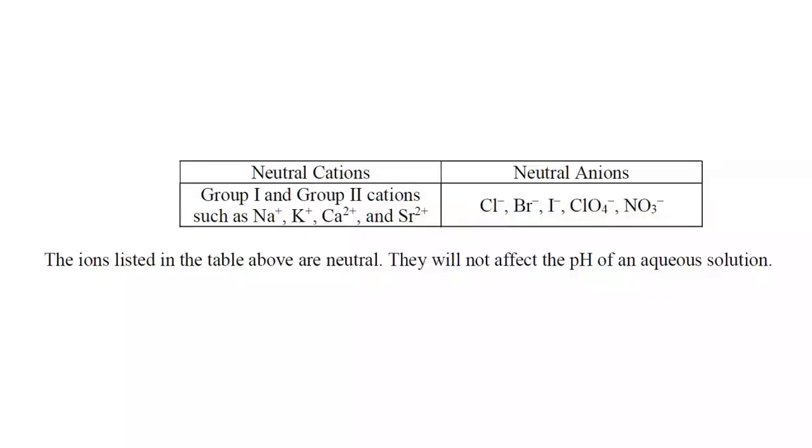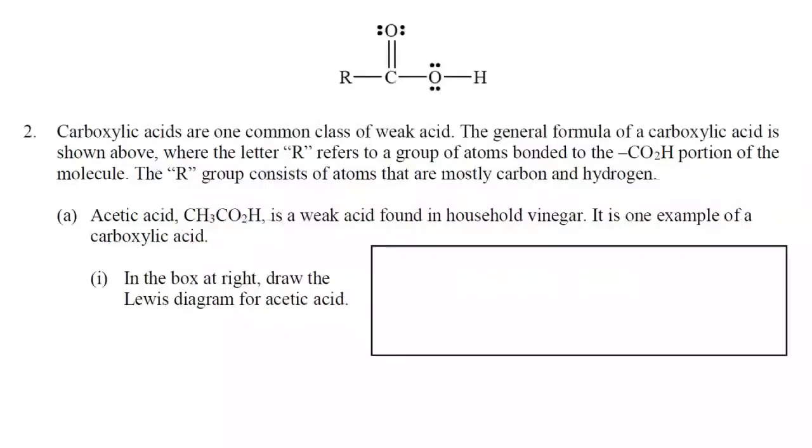So when you have a cation from group 1 or group 2, such as sodium, potassium, calcium, and strontium, these are considered neutral and will not affect the pH of an aqueous solution. Now in question 2, I'm going to talk about carboxylic acids.